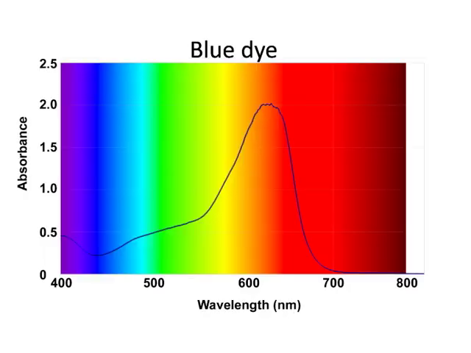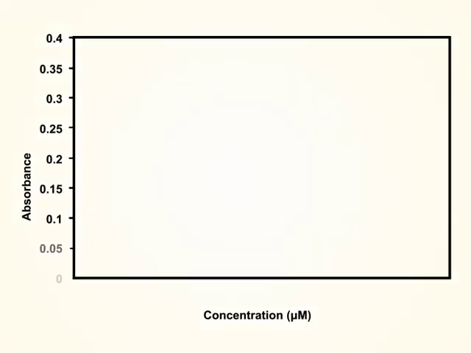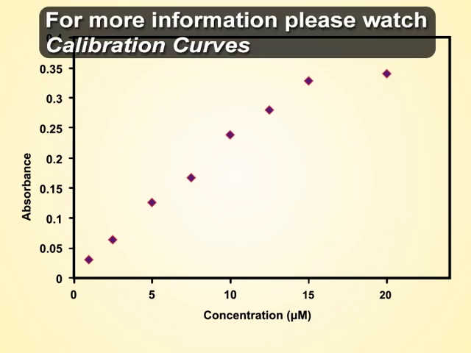Subtract the blank spectrum or measurement if the instrument does not automatically do so. From the collected absorbance spectrum, determine the absorbance maximum, or lambda max. To quantify the amount of analyte in the sample, create a calibration curve using a range of known analyte concentrations. For more information on how to construct and use a calibration curve, please watch this collection's video, Calibration Curves.